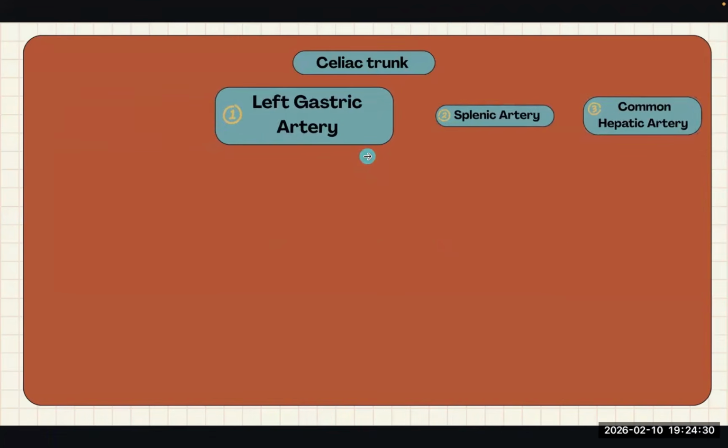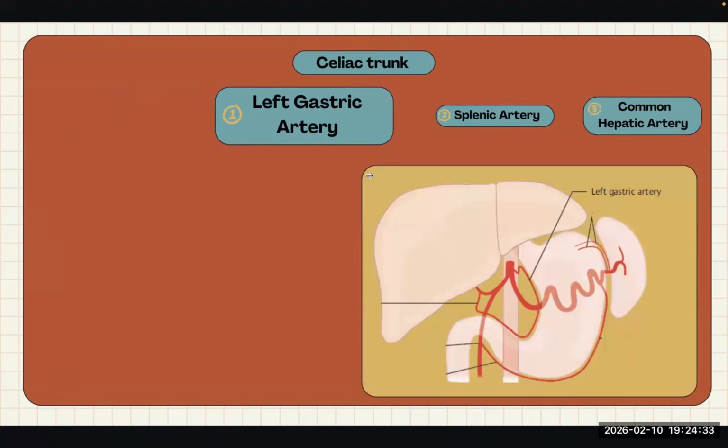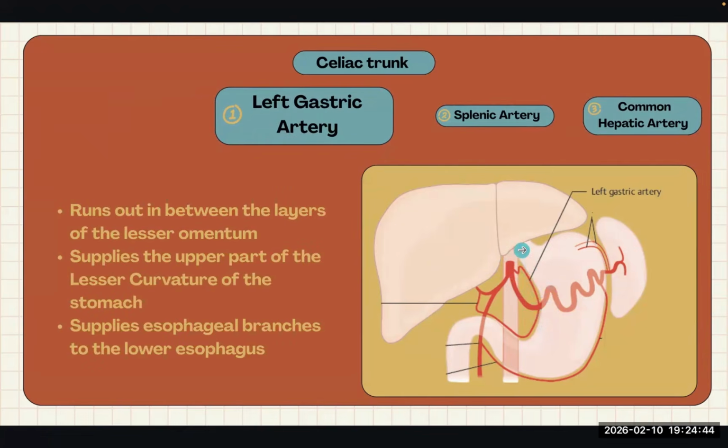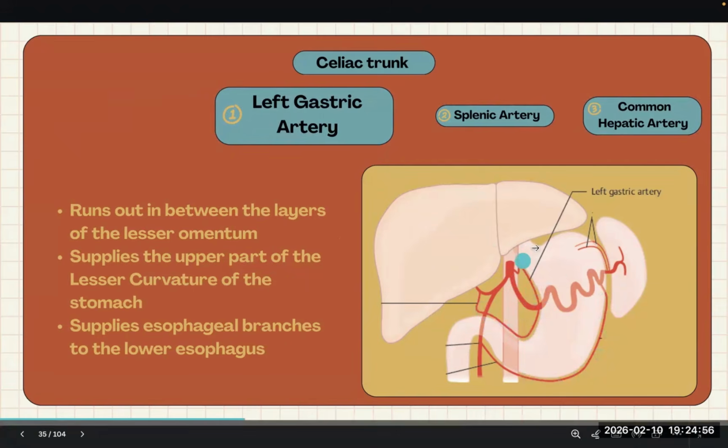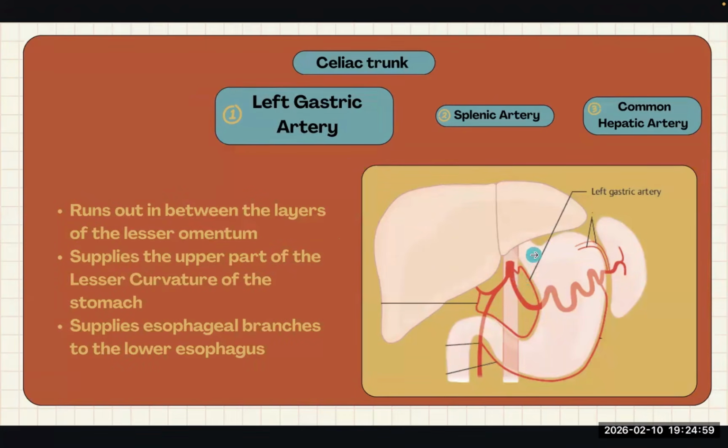Okay. Let's talk more about the left gastric artery. So this is how it looks. This is the celiac trunk over here at the level of T12, and it's going to give this small branch over here. Now, this is a small branch, but it has a very big impact. It supplies the upper part of the lesser curvature of the stomach. As you guys know, this is known as the lesser curvature, and this is the greater curvature. And since it's already up, it also gives branches to the lower part of the esophagus. And it runs between the layers of the lesser omentum. So everything is just less.